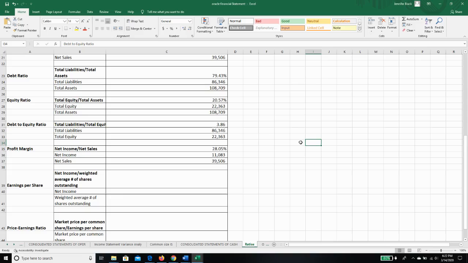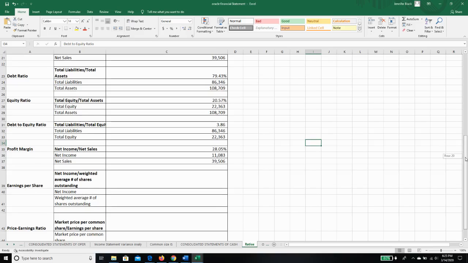Again, is this good or bad? I don't know. You have to look at what it was last year, what it was the year before, and what our competitors are making. You have to look at all of these ratios in context. They are not standalone. You can't make a decision just by looking at the raw number.